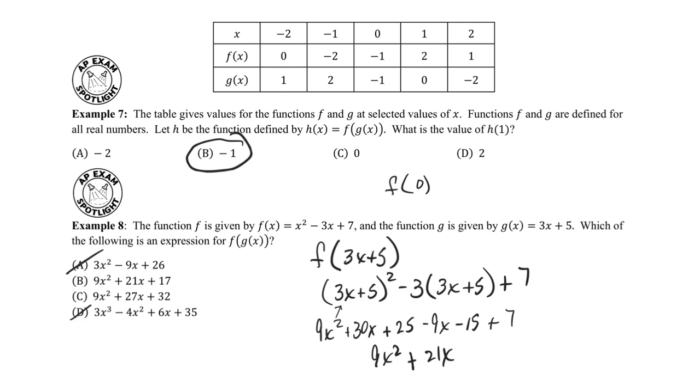But let's just do 25 minus 15 is 10. 10 plus 7 is 17. And we have B.